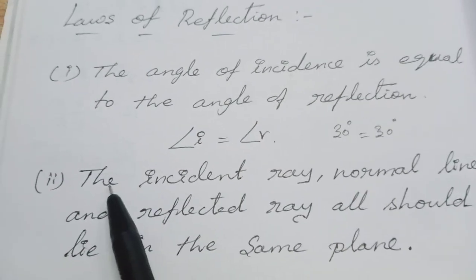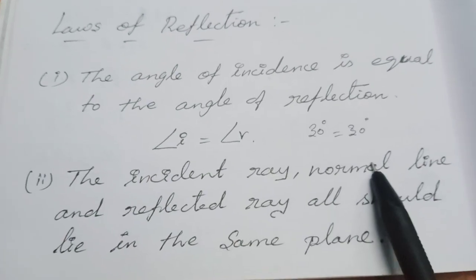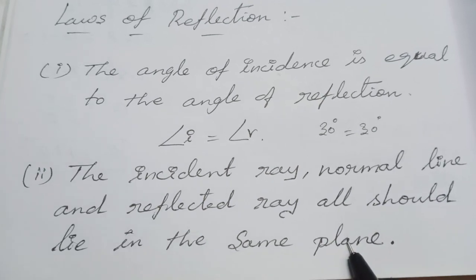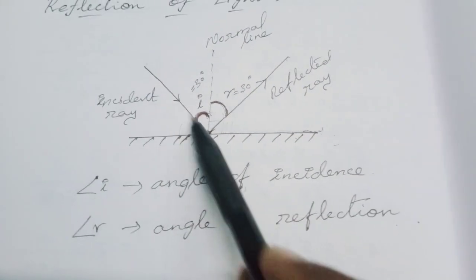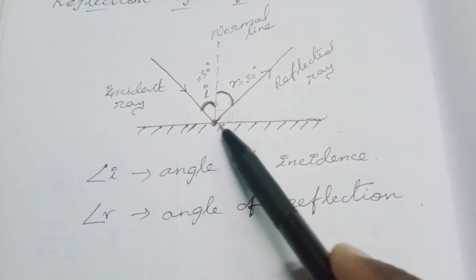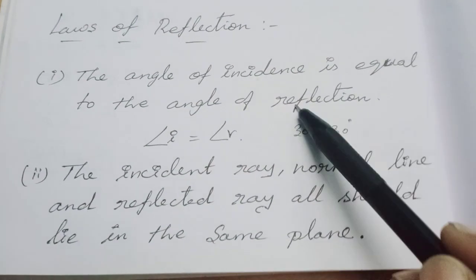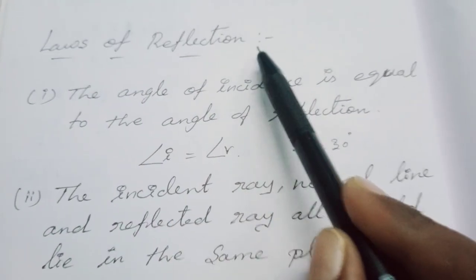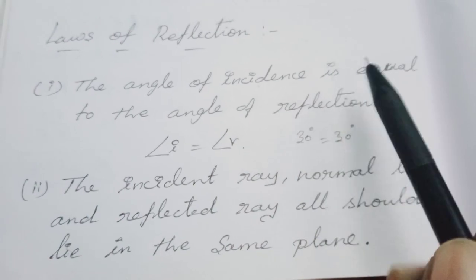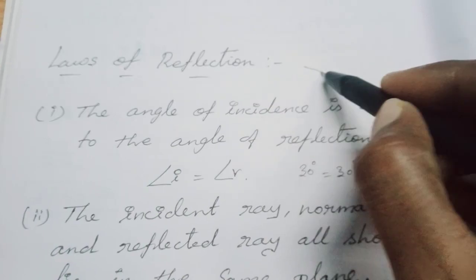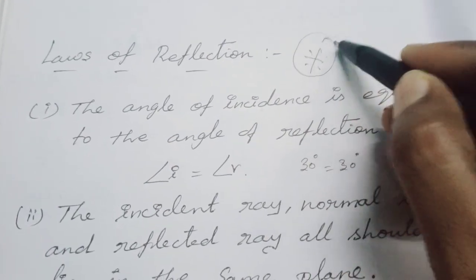See the next point: the incident ray, the reflected ray and the normal line should all lie in the same plane. So note down these two points, and these two points come under the topic laws of reflection. If this question is asked for 2 marks or 3 marks, then you can write only these two points. So this is a very important question under this topic.